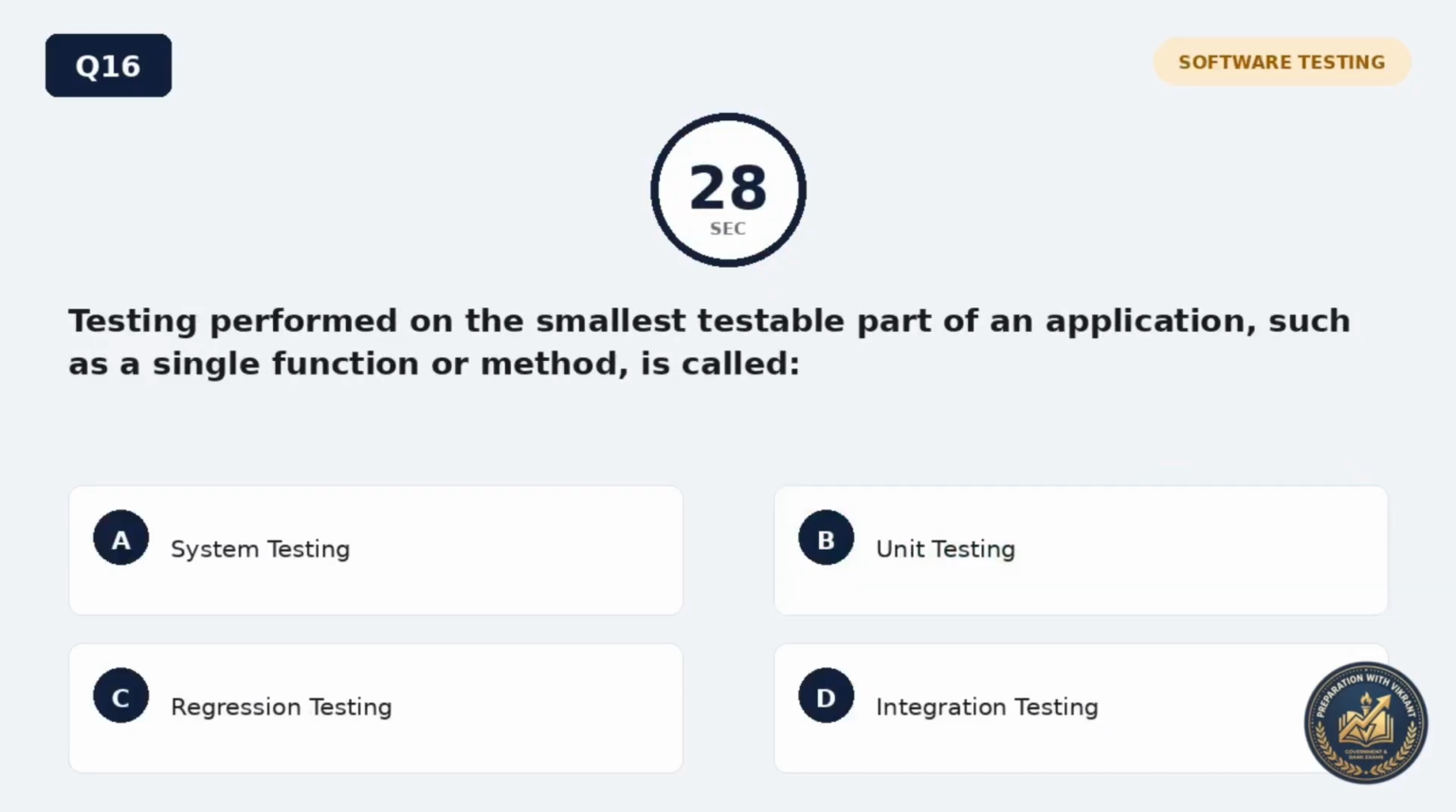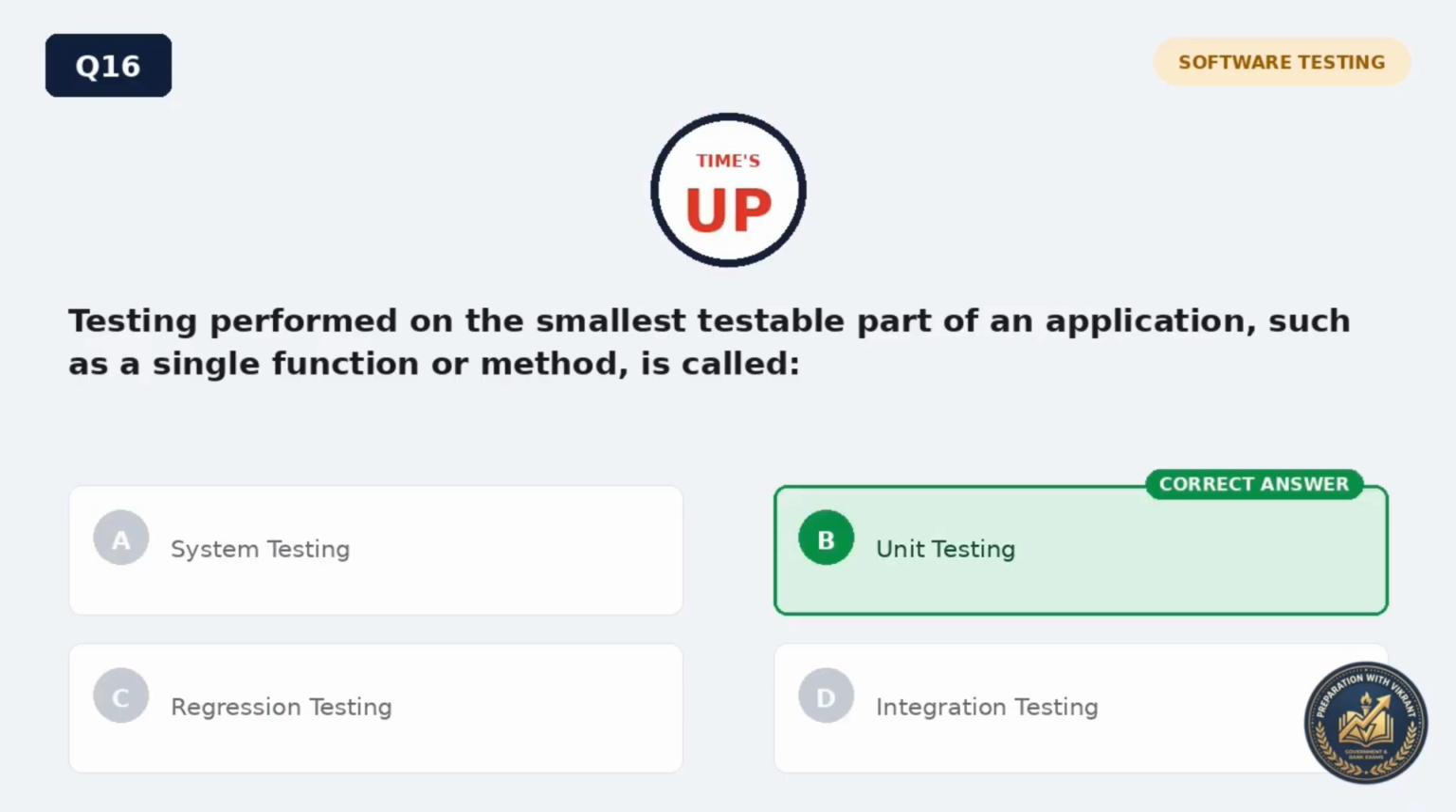Moving to next question. Testing performed on the smallest testable part of an application, such as a single function or method, is called option A, system testing, option B, unit testing, option C, regression testing, option D, integration testing. So the correct answer is option B, unit testing.